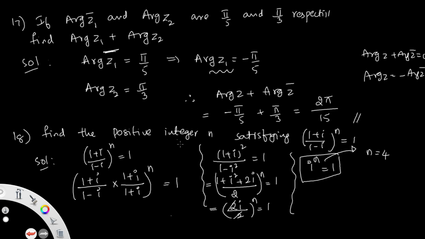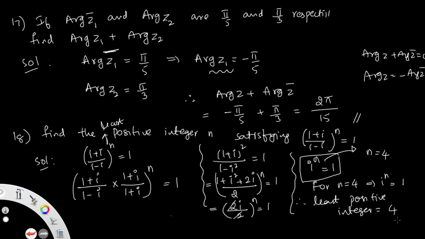So the least positive integer, as the question asks, is 4, because multiples of 4 always give 1. For n equal to 4, i power n equals 1. Therefore the least positive integer is 4. If n is 4, then i power 4 equals 1. This question carries objective marks many times in the IPE.